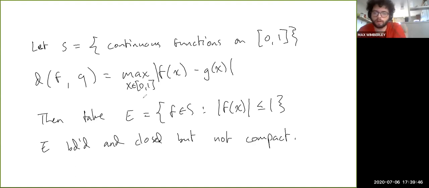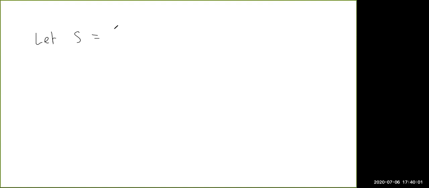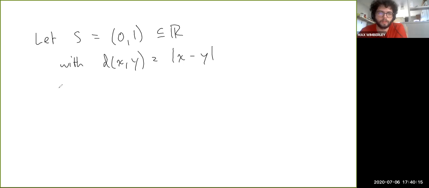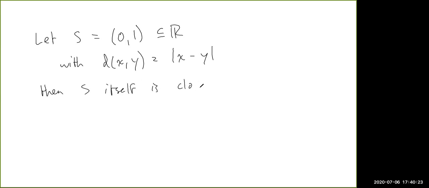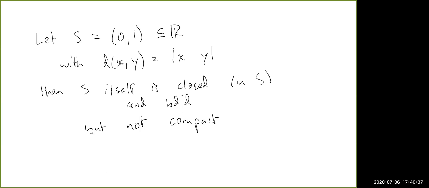Actually, there's an even simpler example, and it's kind of important. Let S be just the set 0, 1 as a subset of R, with d(x, y) equals |x minus y|. Then S itself is closed in S, obviously, and bounded, but not compact. This is a subtlety that I tried to explain before, and I'm not sure how good of a job I did.